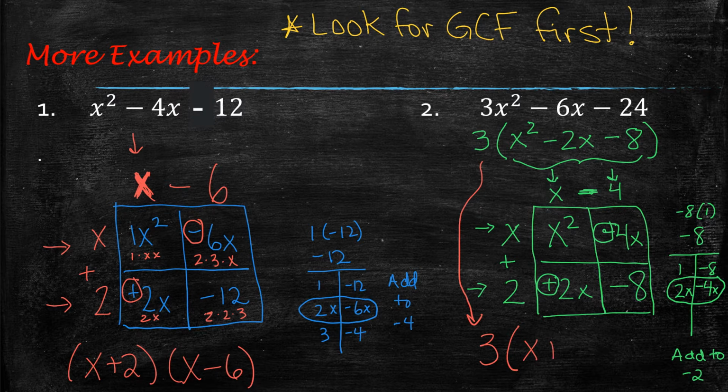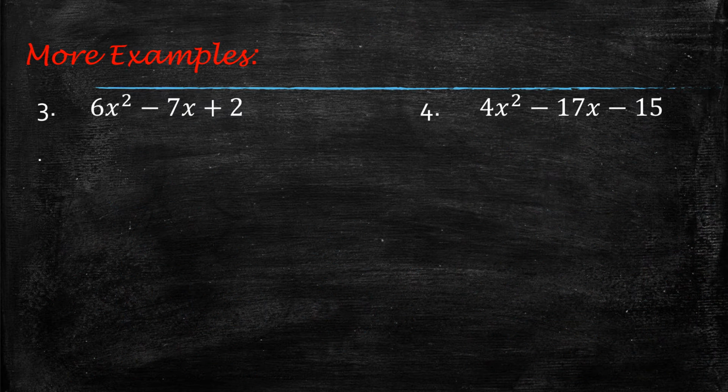x plus 2, and then x minus 4. And again, if you write those in a different order, if you put the x minus 4 before you put the x plus 2, it doesn't matter because multiplication order does not matter.